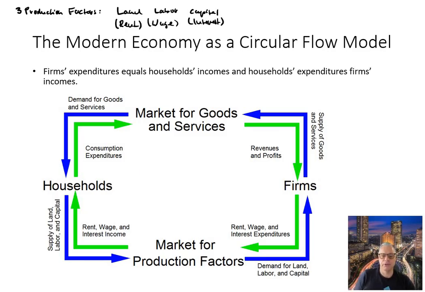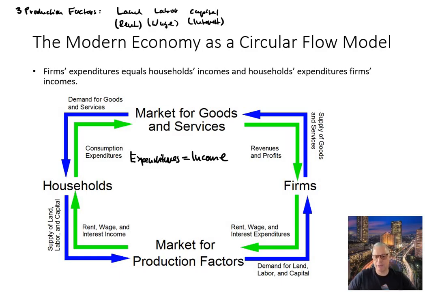And another important thing is that a fundamental result that we get from that circular flow model is that somebody's expenditures always need to be equal to somebody else's income. So expenditures need to be equal to income. And that is what the national accounting system builds upon. So that's an important result.